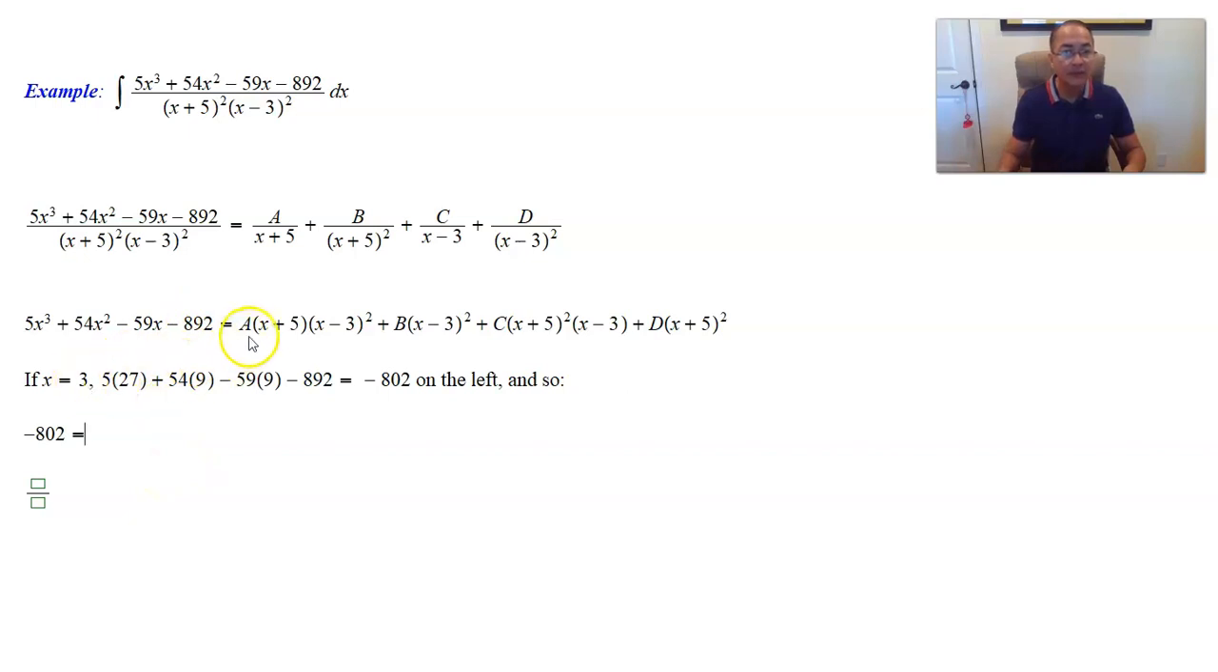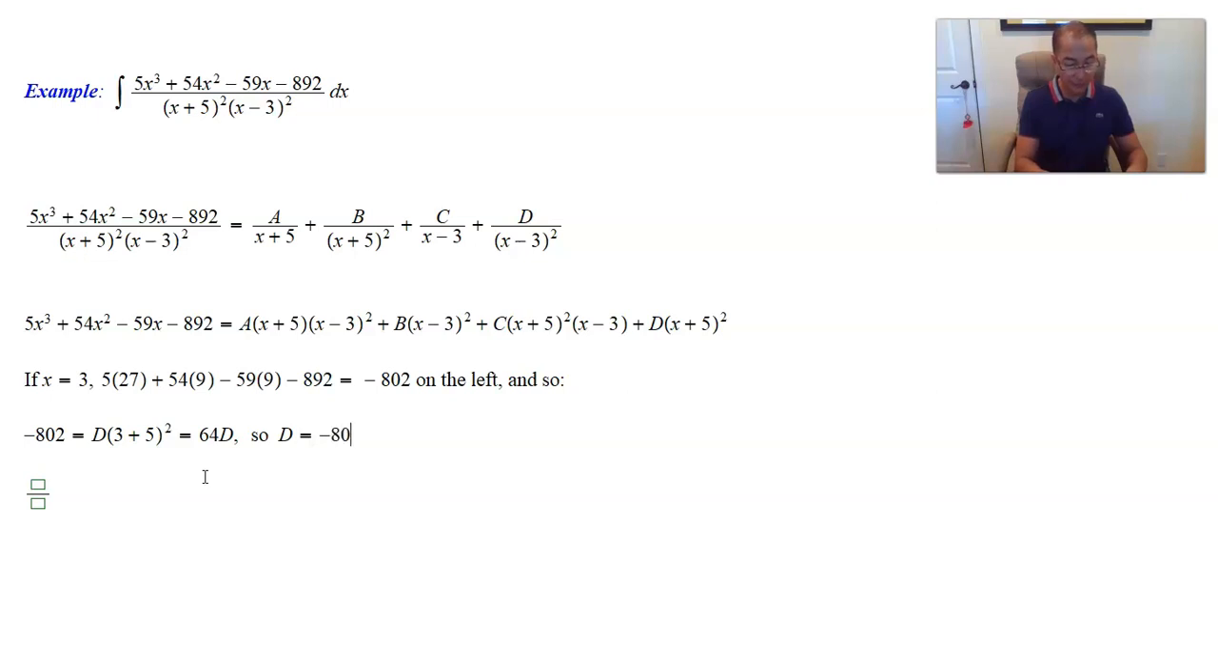Who will survive? 3, 0, 0, 0. Okay, so only D will survive. So we will get D times negative 3 plus 5 squared. Oh, 8, so 64. 64D. So is that going to give us an exact answer?